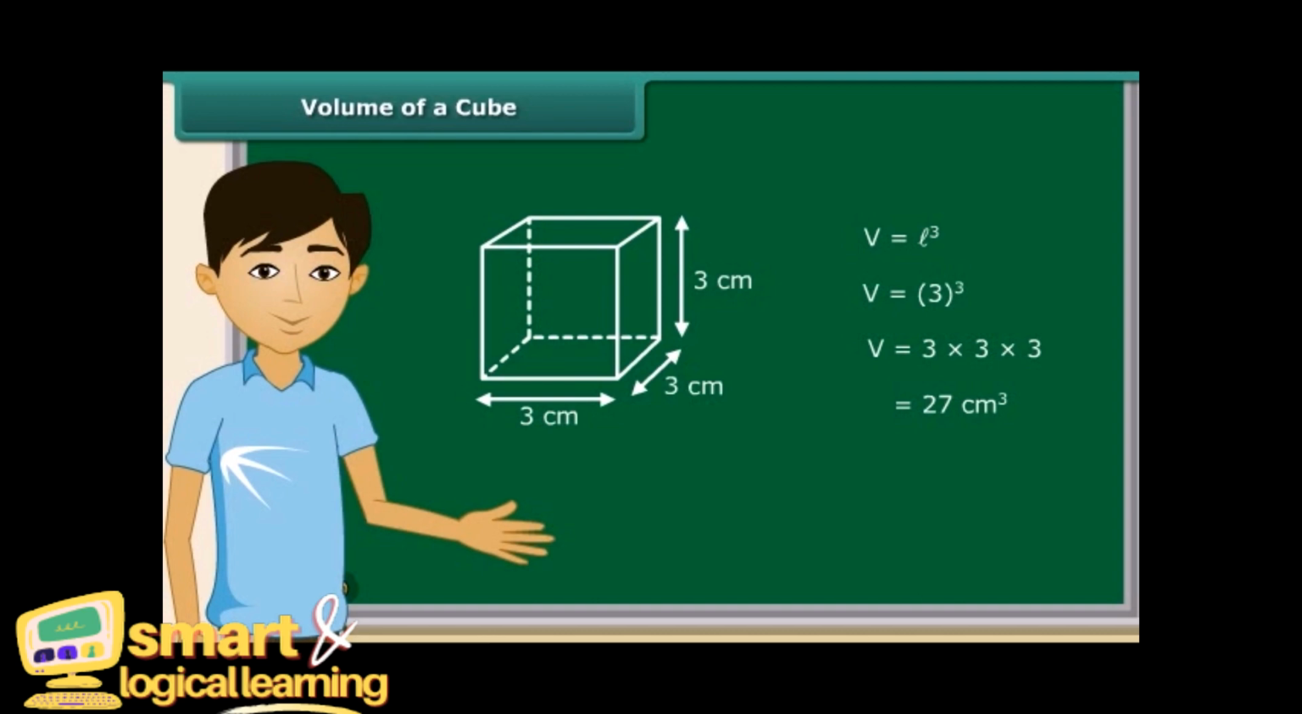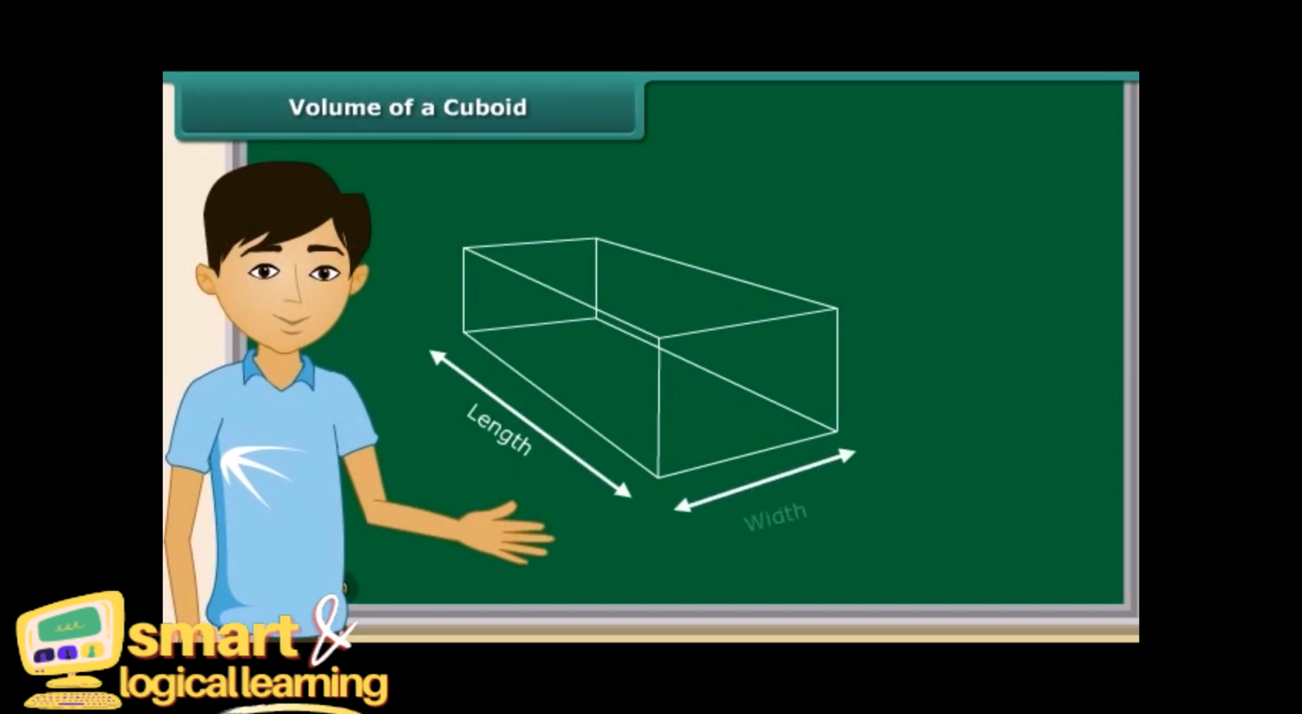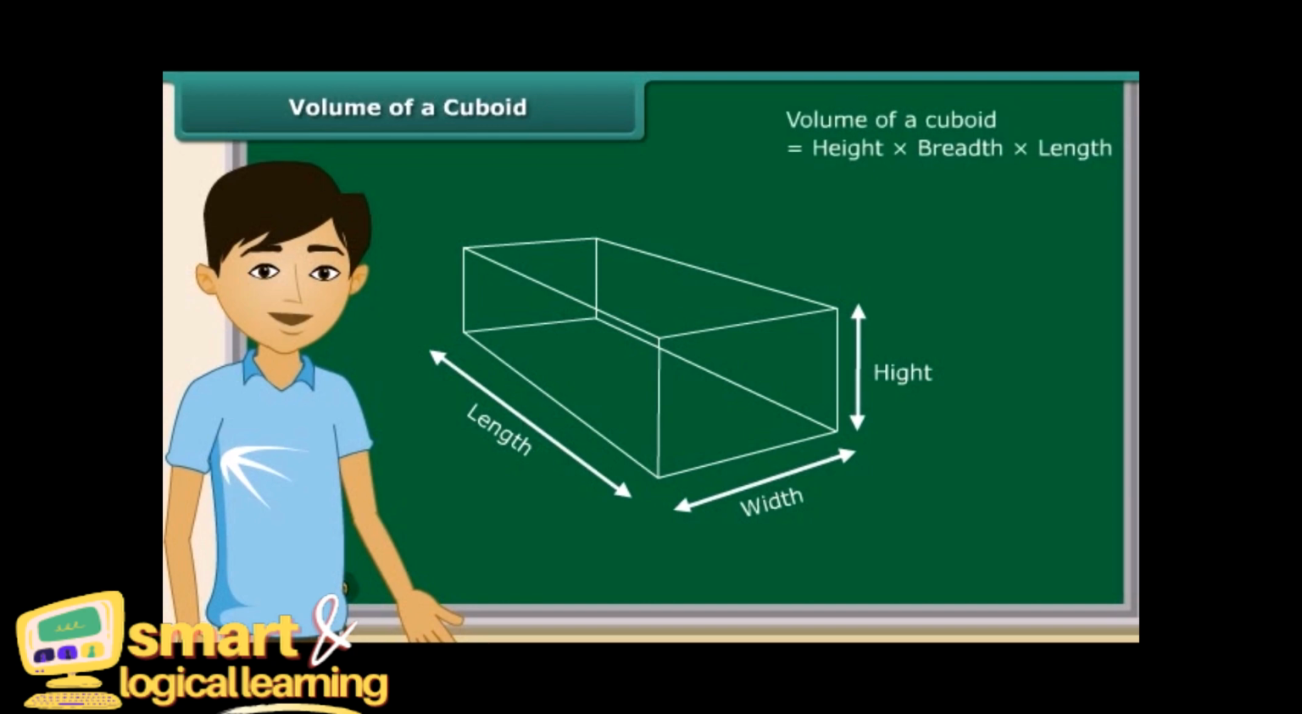Look at this cuboid. We know it's a three-dimensional shape having dimensions length, breadth, and height. It's very simple and easy to calculate the volume of a cuboid. Just multiply height, breadth, and length of the cuboid and you will get the volume of a cuboid.